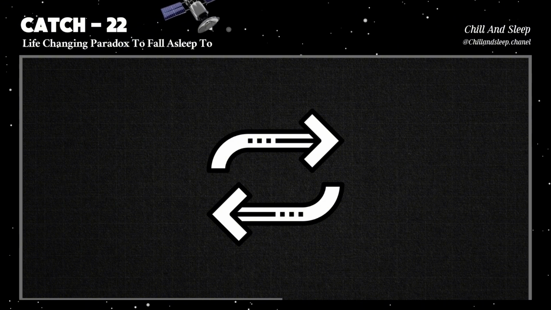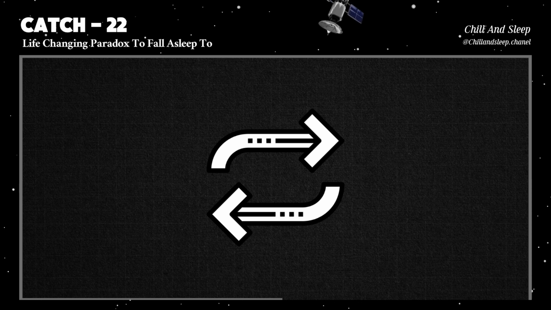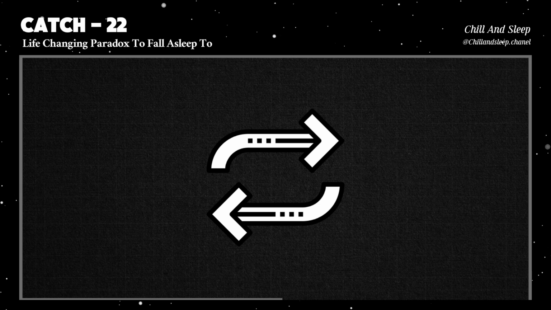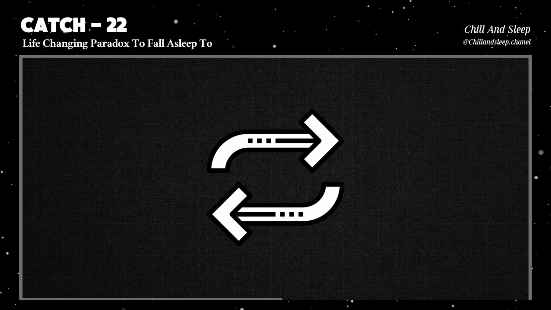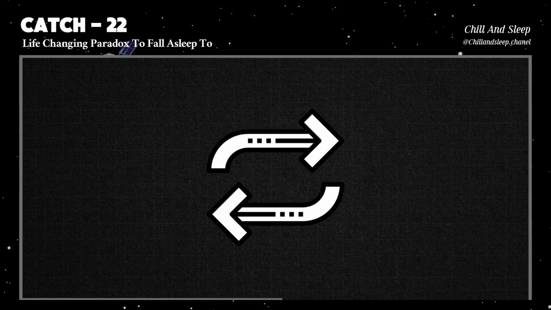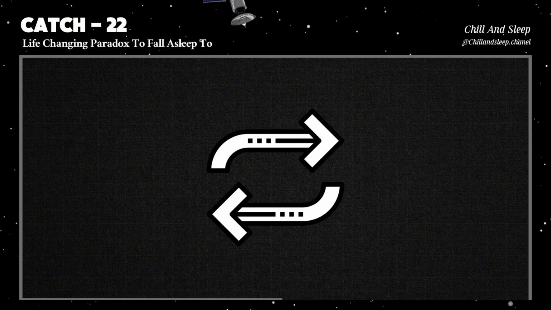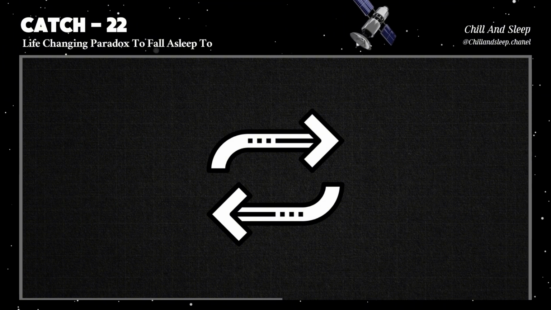But what can we do when faced with a catch-22? The first step is recognizing the paradox for what it is. Sometimes, just understanding that you're dealing with a self-defeating system can help you navigate it more effectively. You might not be able to break the loop, but you can look for ways to work around it, whether that means finding alternative paths, challenging the rules, or seeking help from someone who understands the system better.